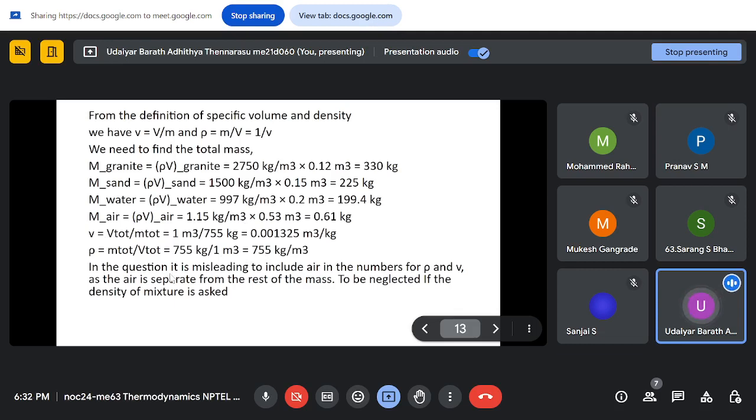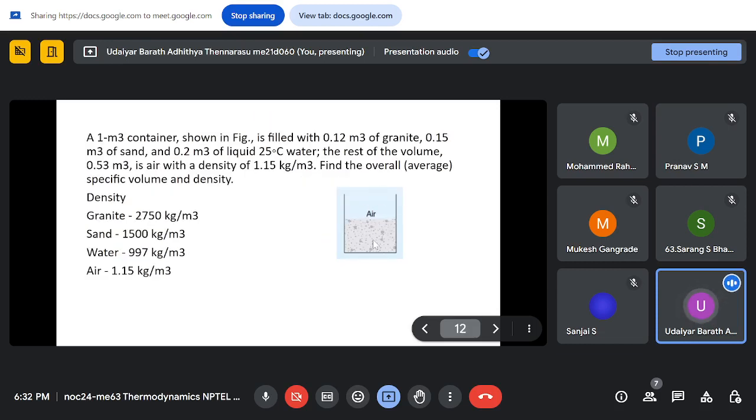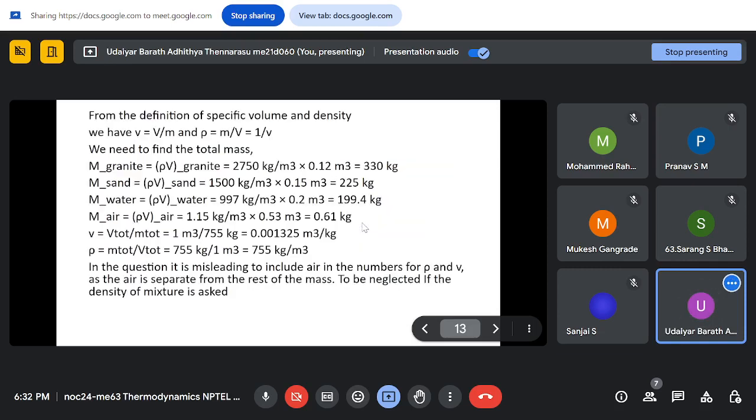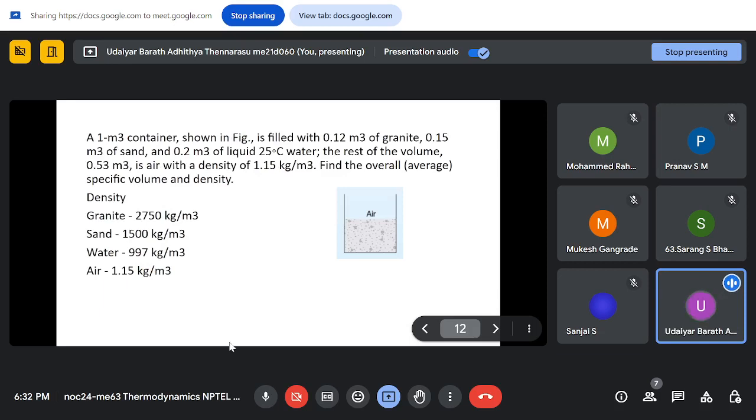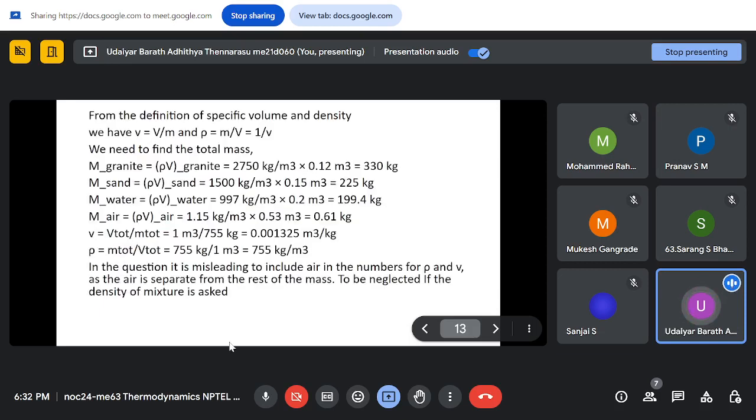But in this question they didn't specify, so we assumed the total including air. But in simple terms, air doesn't form a mixture with the granite and sand, so air will be separated. So basically speaking, you should not consider air, but in this case they asked for overall, so we have also calculated using it. If you see, the mass of air is very small, 0.61 kgs compared to the others, so it will not affect much.